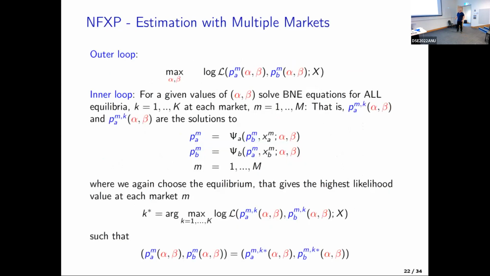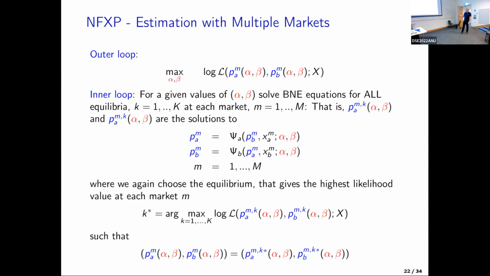Okay, so here's how you do it, the nested fixed point way. Again, you would maximize only with respect to the structural parameters. You maximize the likelihood, that's going to be the outer loop, searching over the parameters, and there's going to be an inner loop where you solve the model for each of these different values of alpha and beta. What does that amount to? That amounts to solving for all the equilibria again. For each market, there's potentially 1 up to capital K, say 3, equilibria in each of these different markets.